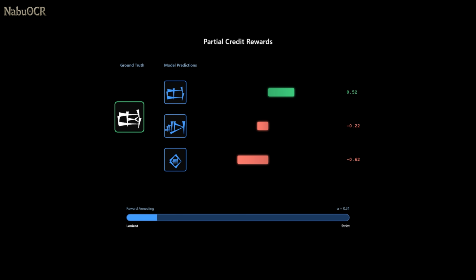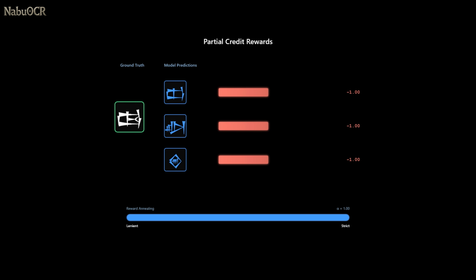I also added reward annealing, a form of curriculum learning. Early in training, the model gets more partial credit for these near misses. As training progresses, the reward becomes stricter, pushing towards exact accuracy.